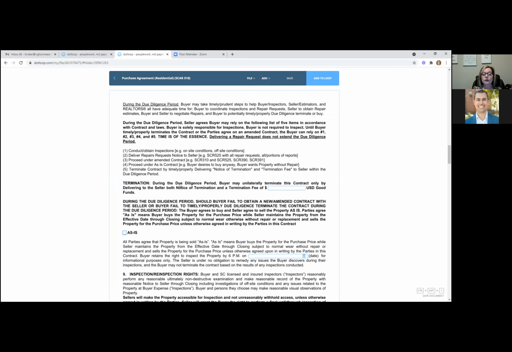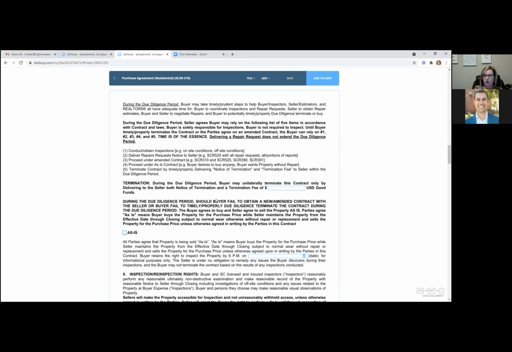Termination, seller. During the due diligence period, buyer may unilaterally terminate this contract only by delivering to the seller both notice of termination and a termination fee of blank. So the buyer has put down an earnest money deposit on the house. If buyer chooses to do a due diligence, buyer may unilaterally terminate this contract. That means the buyer can walk away from a due diligence for any reason.